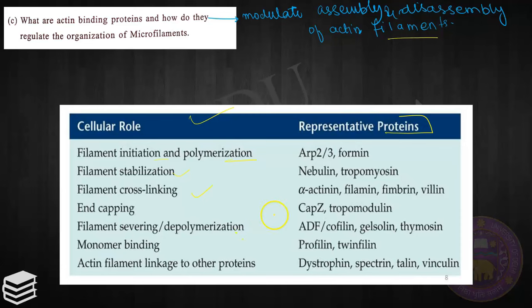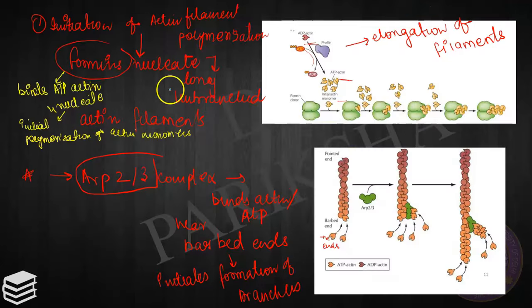Others promote dissociation, and they also regulate the exchange of ATP for ADP. For example, for dissociation, ADF, cofilin, thymosin, and profilin for monomer binding, as well as other proteins that also regulate the exchange of ATP for ADP. Now let's see the first, initiation of actin filament polymerization.